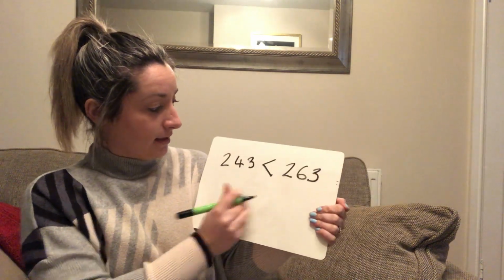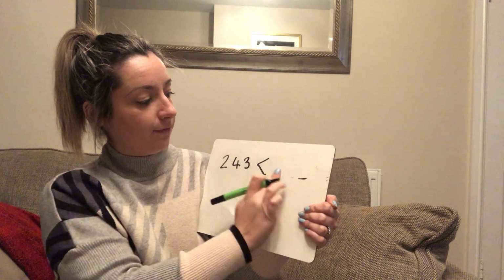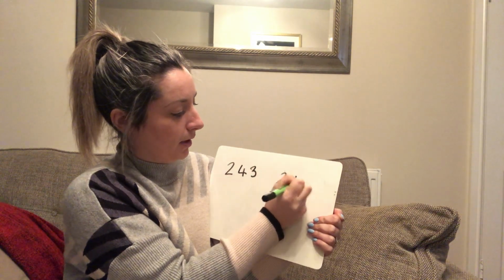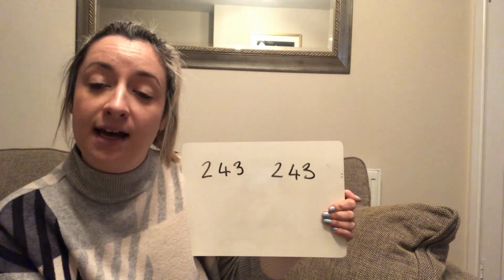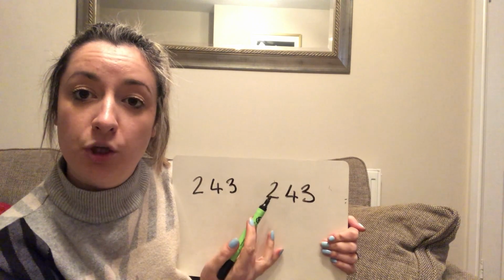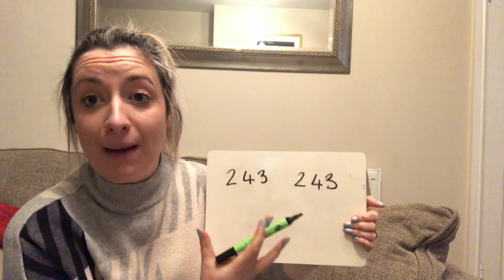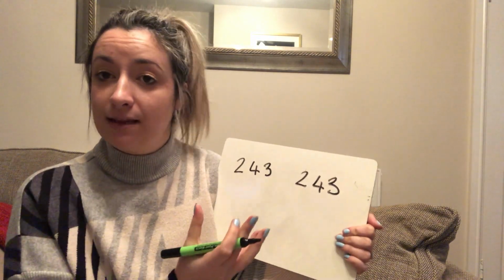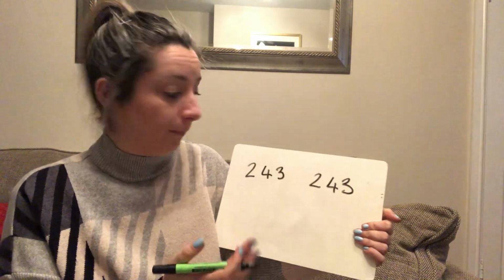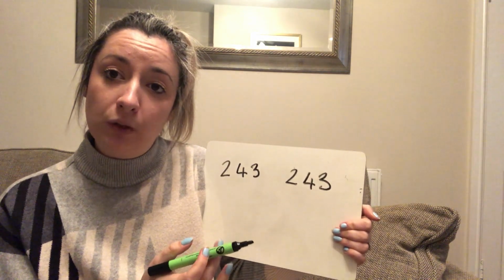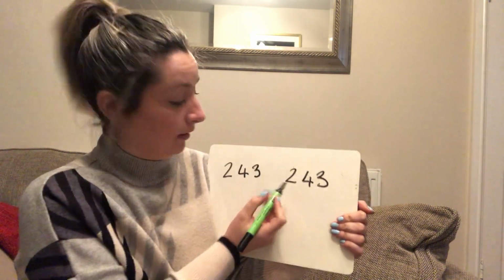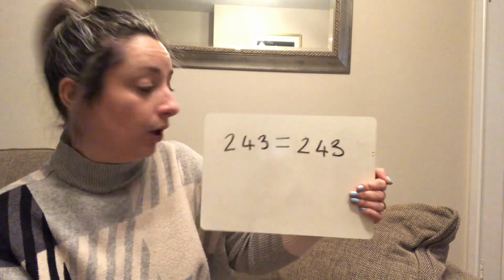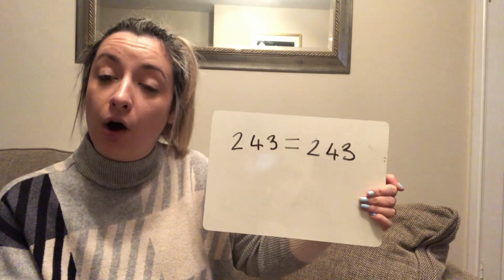Now, if I had a different number on this side, I'm going to take the symbol out. I'm going to have the same number on this side, 243, 243. They're both the same amount, aren't they? So I'm not going to be able to use Charlie Crock because he can't eat the bigger number because they both have the same value. That's where we use a different symbol, which is our equals sign. That is the symbol that you would use to show that the value of both numbers are the same.